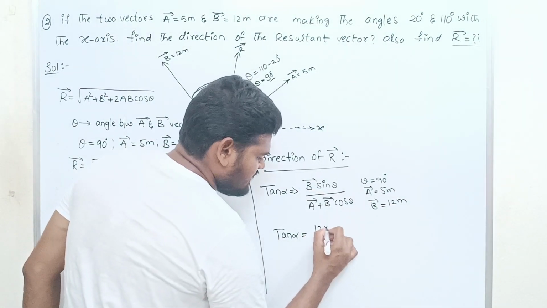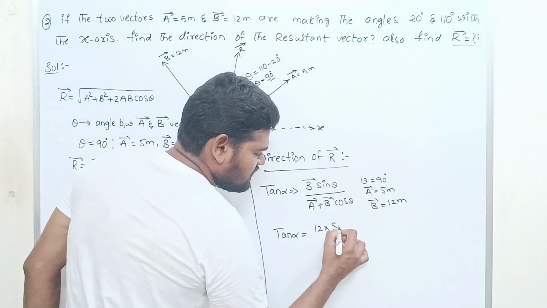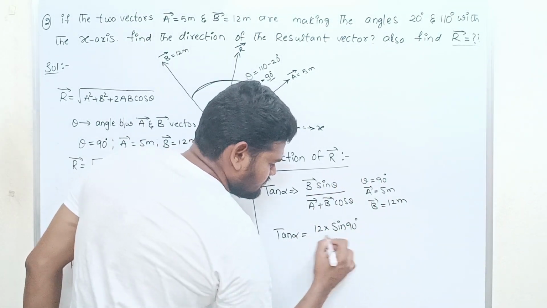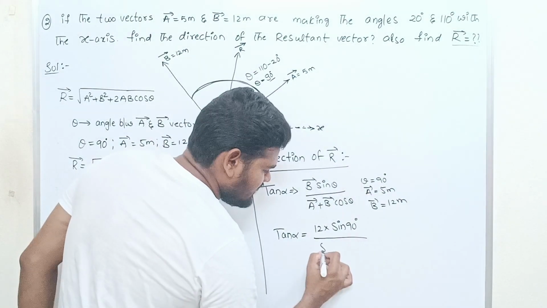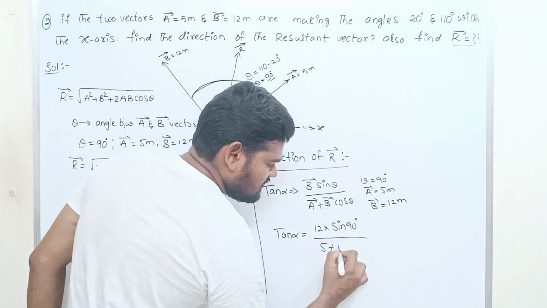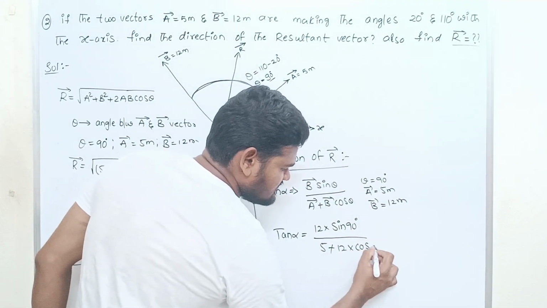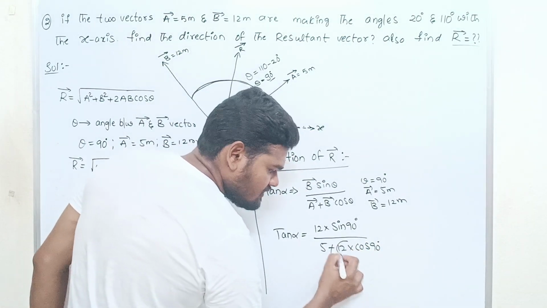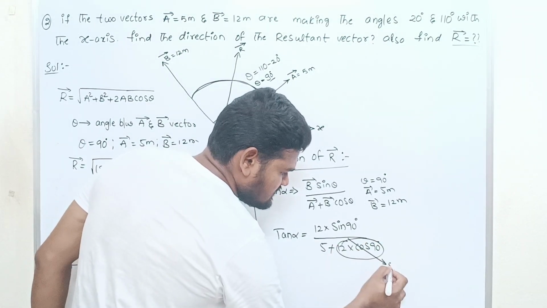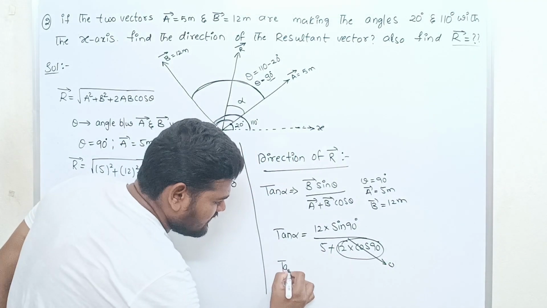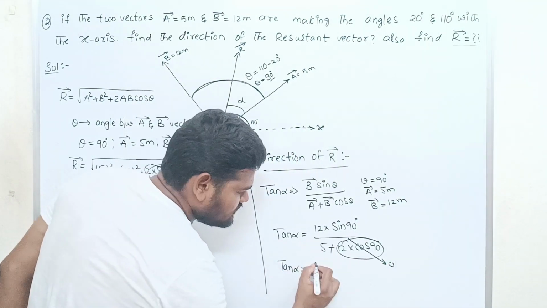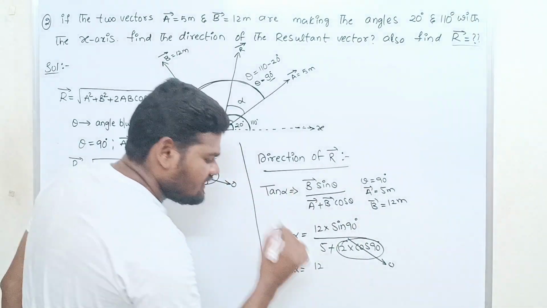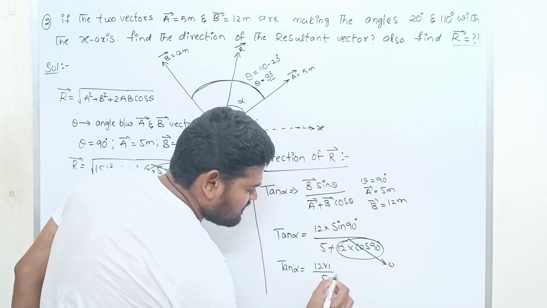12 meters into sin theta, sin of 90, divided by A bar 5 meters plus B bar 12 meters into cos 90. What is the value of cos 90? 0. 0 into 12 is 0. This term becomes 0. Pi is there. So tan alpha is equal to 12 into what is the value of sin 90? 1, divided by pi is there.